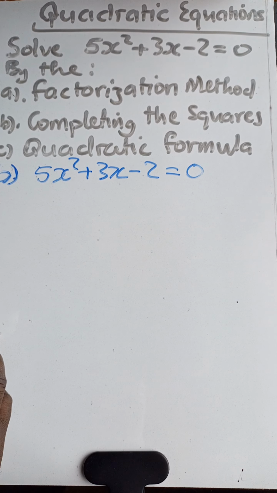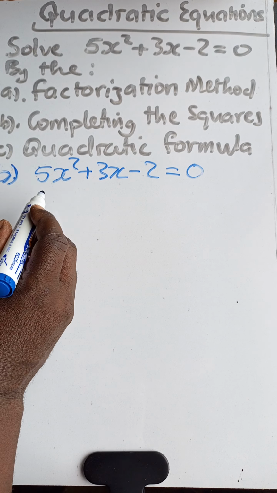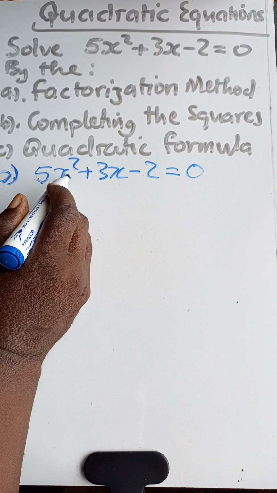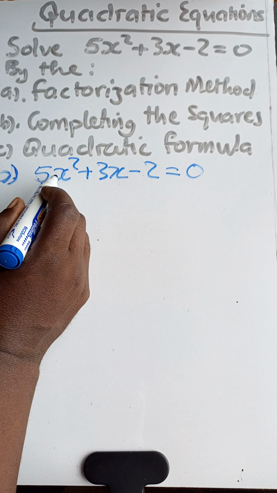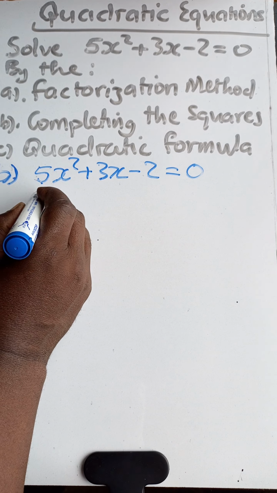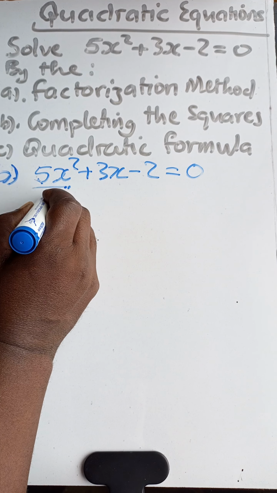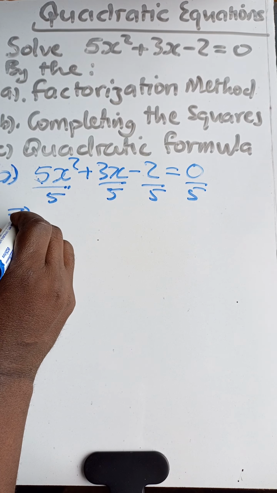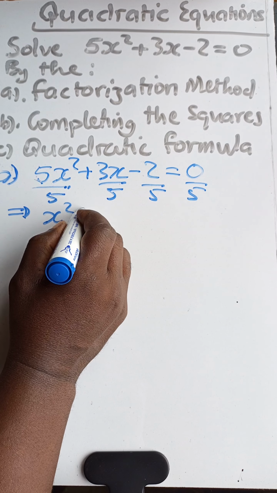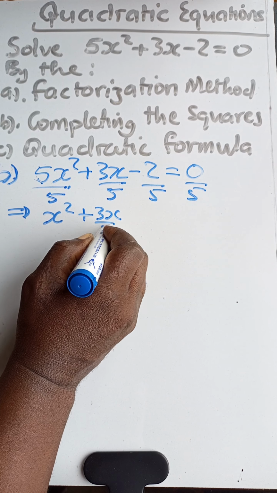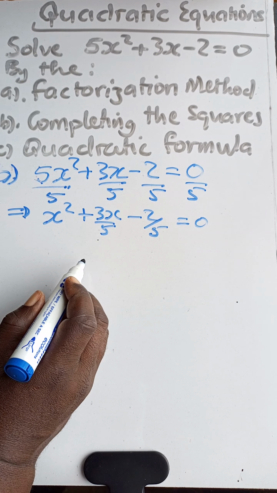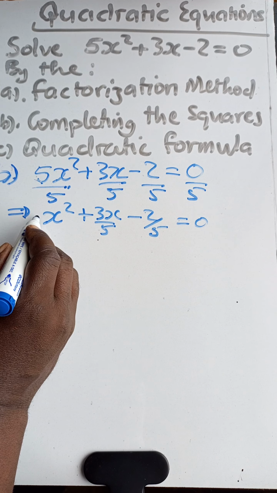We want to use the completing of squares method. The very first thing to do is to check to be sure that the coefficient of the leading term is 1. So to make the coefficient of the leading term 1, we are going to divide all through by 5. That gives us x squared plus 3x all over 5 minus 2 all over 5 is equal to 0. Now the coefficient of the leading term is 1.